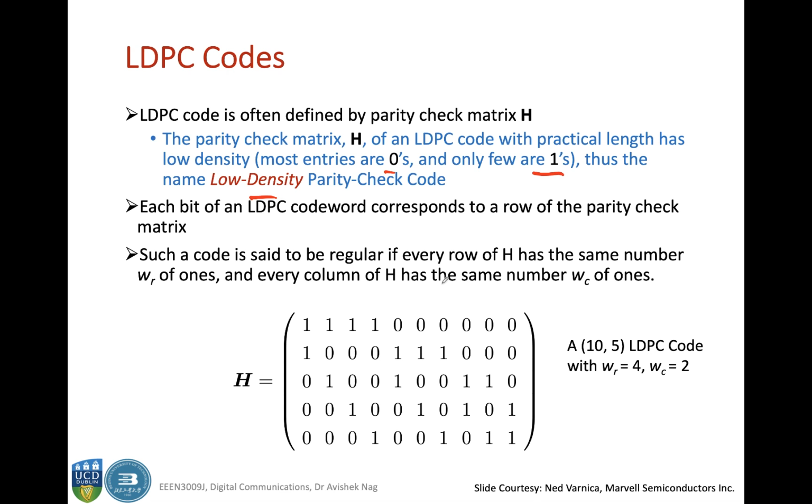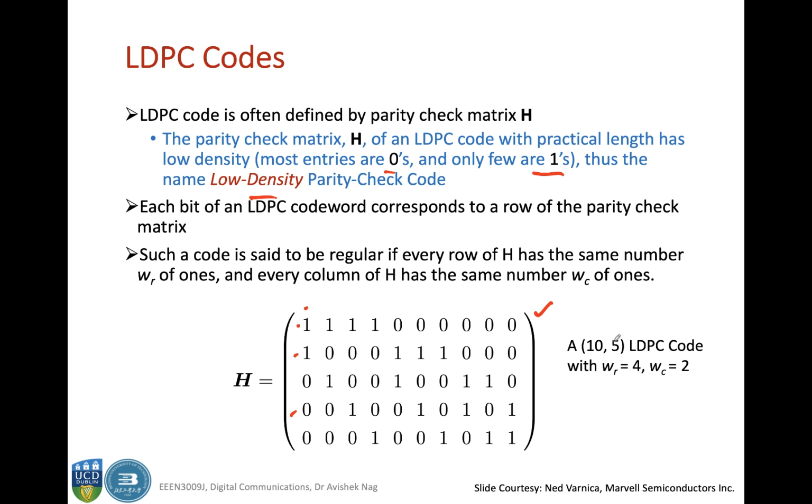And each bit of an LDPC code word corresponds to a row of the parity check matrix. Such a code is said to be regular if every row of H has the same number of ones, and every column of H also has the same number of ones. So this is an example of a regular LDPC code. This is a 10-5 LDPC code, so it has 5 rows and 10 columns.